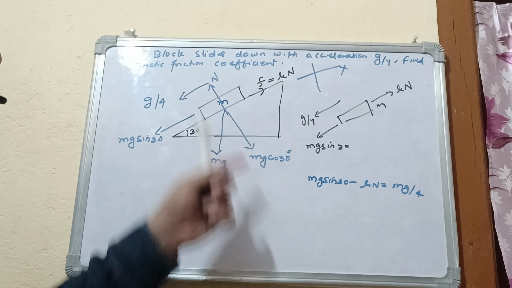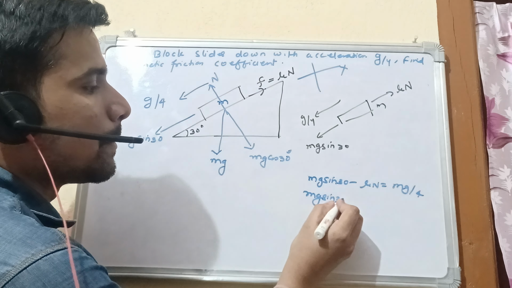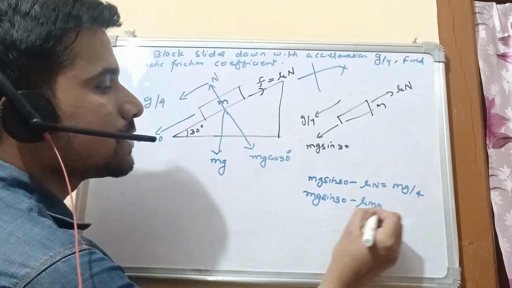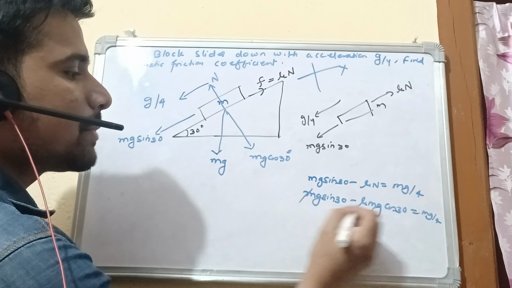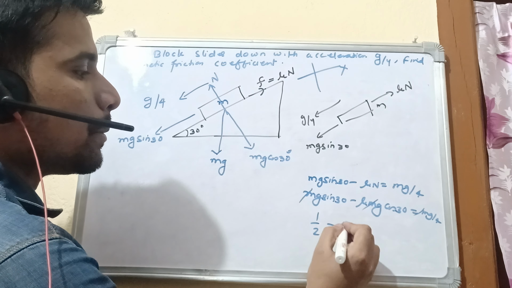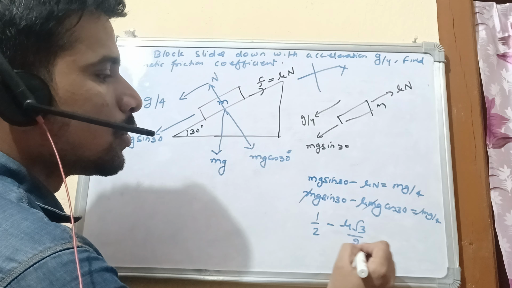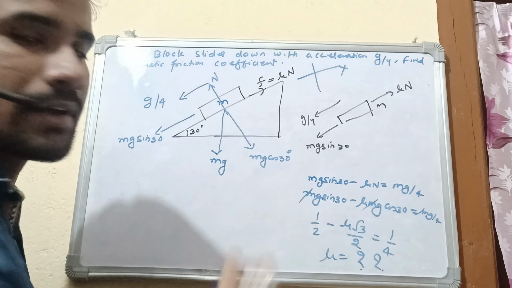And you know n is nothing but mg cos 30. So mg sine 30 minus mu mg cos 30 equal to mg by 4. Now we can cancel out m, and we can cancel out g as well. So 1 by 2 minus mu root 3 by 2 equal to 1 by 4. Now you can find the value of mu here.